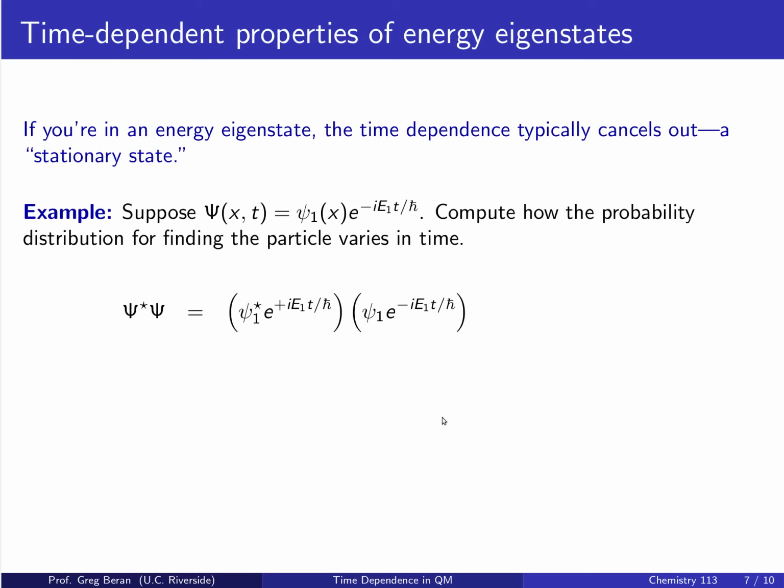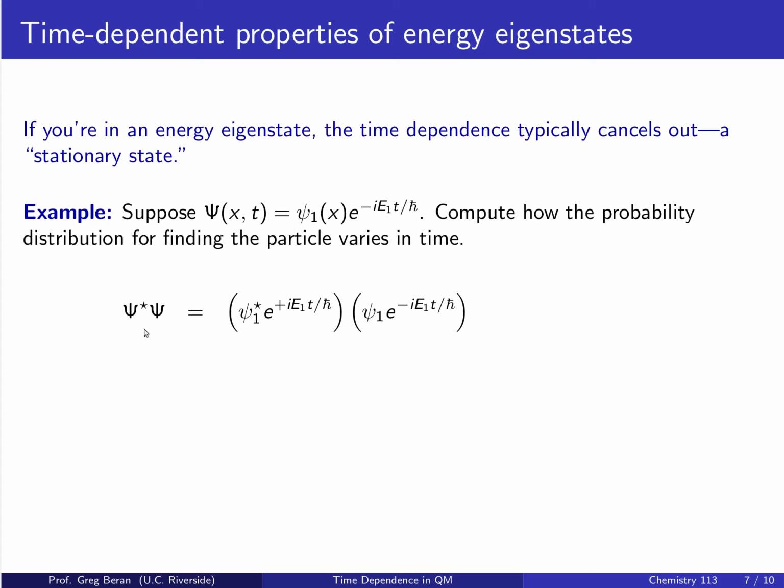So let's do some examples. One interesting thing is it turns out that when you're in an energy eigenstate, the time dependence typically cancels out, and that gives us what's a so-called stationary state. And so to see this, we can take the example of a wave function, capital psi, that is the n equals 1, say, particle in a box state, times e to the minus i E1 t over h bar. So this is our time-dependent wave function for something in the n equals 1 state of the particle in the box, for example. How does this probability distribution vary in time?